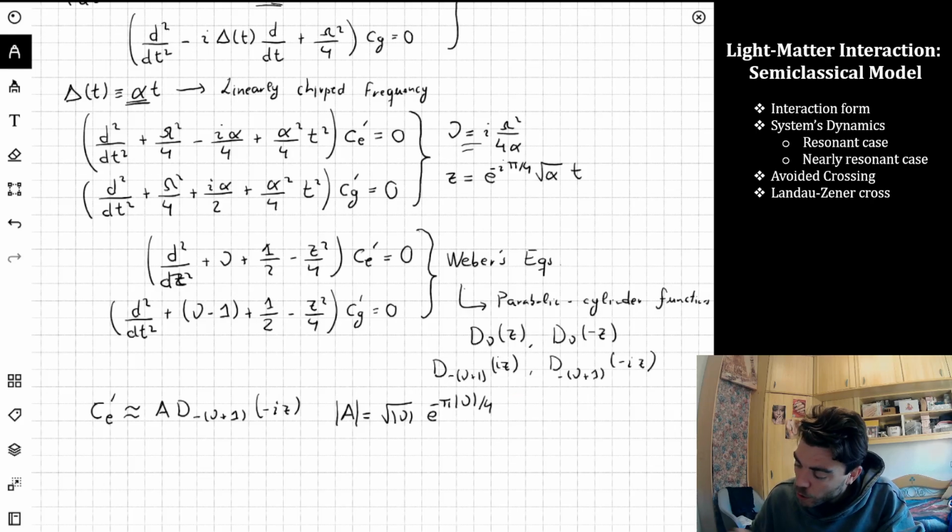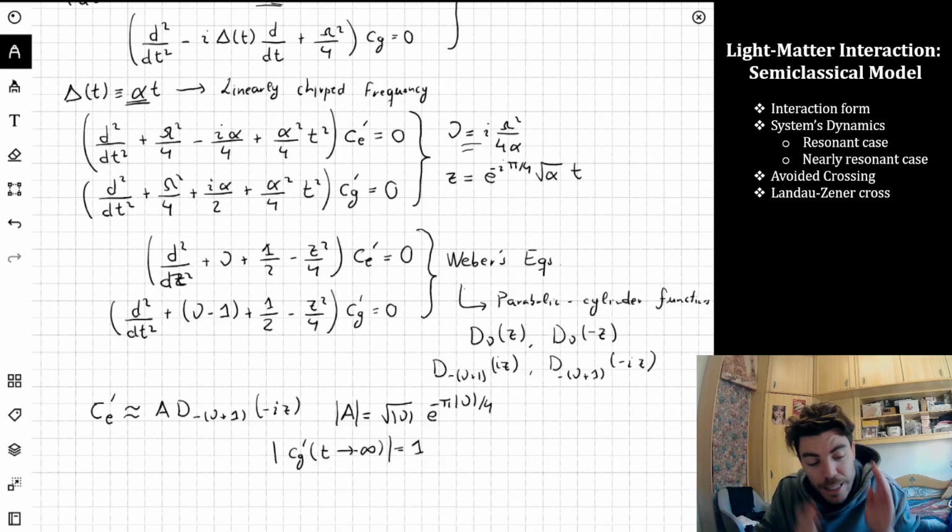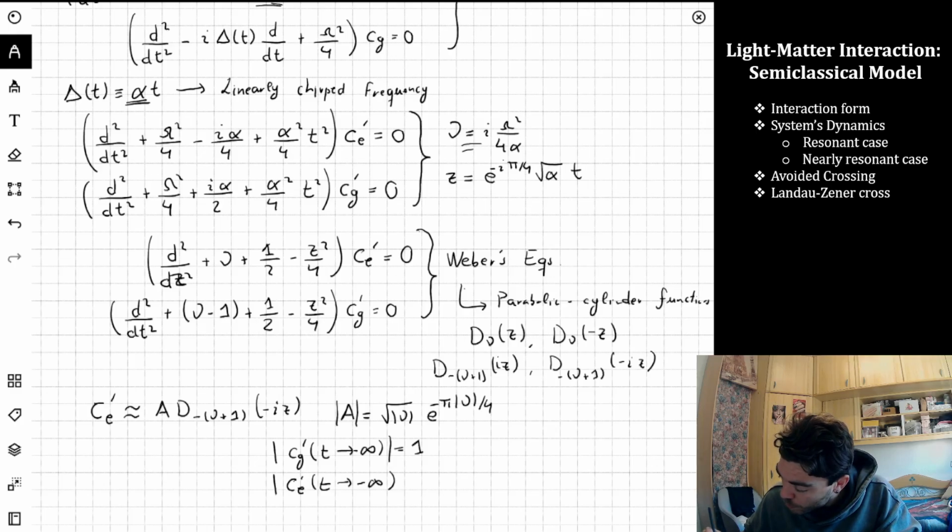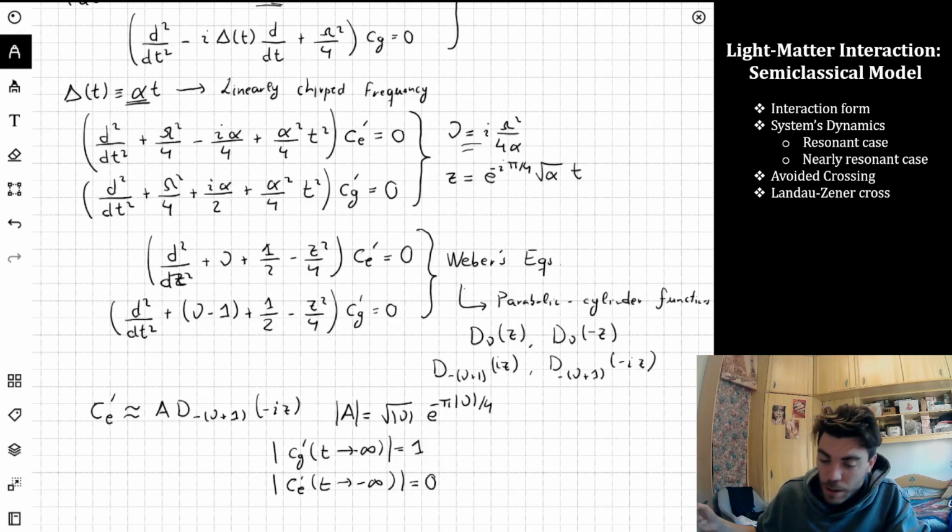We have some conditions to arrive to here. For example, I will just let you know that we have to write the solution for the Cg prime, and then apply that when t goes to infinity, Cg goes to 1, because we know we start from the ground state of the atom, and then we sweep the frequency, remember. And we also know the opposite, right? The Ce, when t goes to minus infinity, tends to 0.